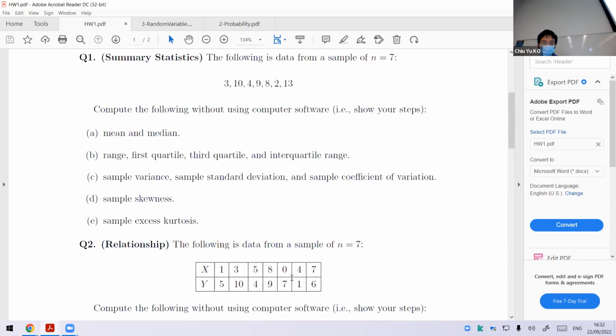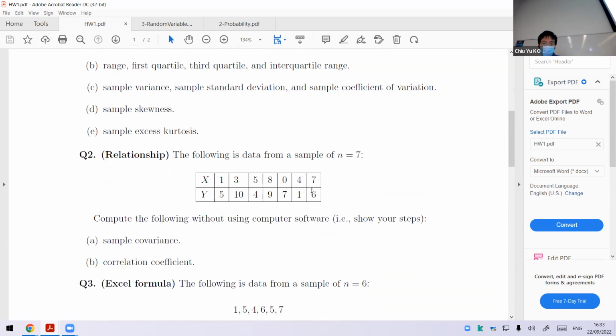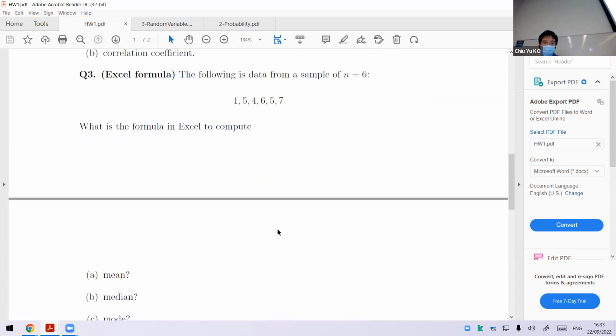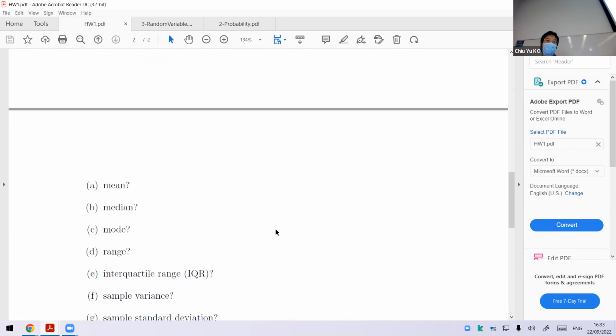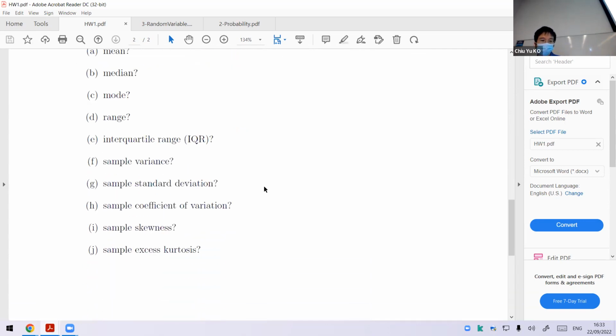The first question is basically calculating summary statistics that we have learned, and then calculating covariance and correlation. And the third question would basically ask you to use Excel. So try to tell me the formulas that are required to do the calculation.